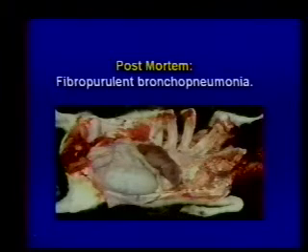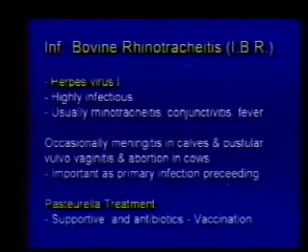Anterior-ventral bronchopneumonia, which is commonly seen in these animals. Infectious bovine rhinotracheitis, IBR. You may have had a lecture on this already by Dr. Gibbs, but I just want to review some components here as they relate to food animal, at least cattle. Remember, it's a herpes virus 1. It's highly infectious.